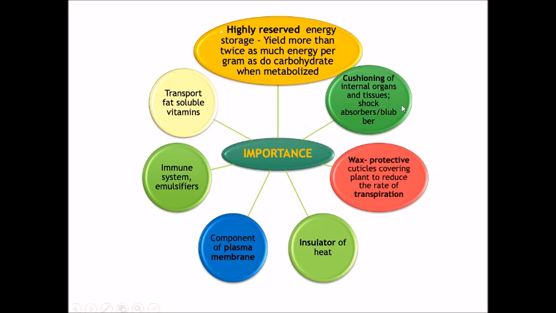And the second one is that it is important as a cushion for the internal organs or tissue. Therefore, when there is a sudden shock, the lipids can absorb the shock, to avoid the shock or pressure damaging our important internal organs. And then it is also a protective layer, as the wax layer on plants, to reduce the rate of transpiration or the loss of water from the leaves.